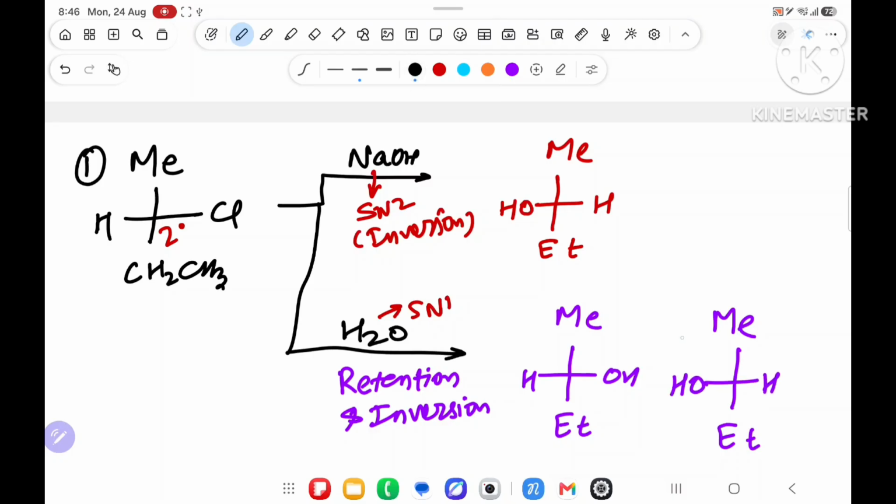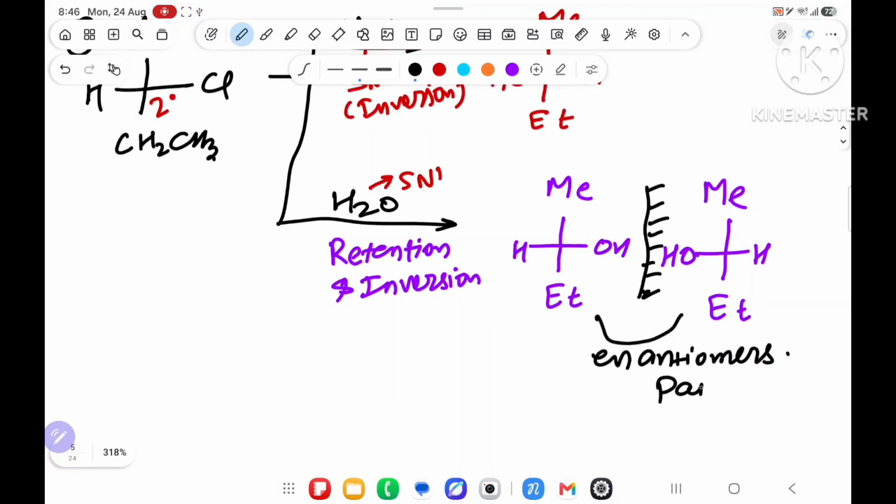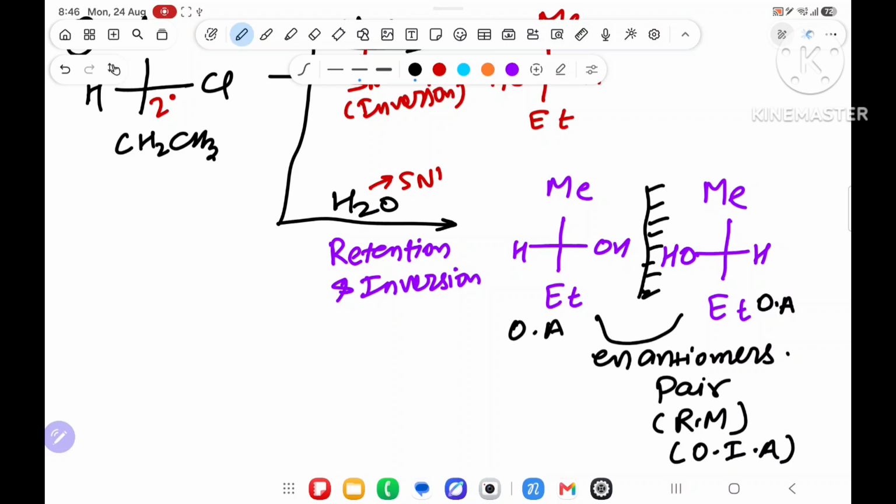Two products will come because SN1 is there, and when you put the mirror over here, you get these two products looking like enantiomers. The enantiomer pair will do racemic mixture, racemization. This is optically active, this is optically active, but the racemic mixture is optically inactive. GOC, lots of things you already know about this.